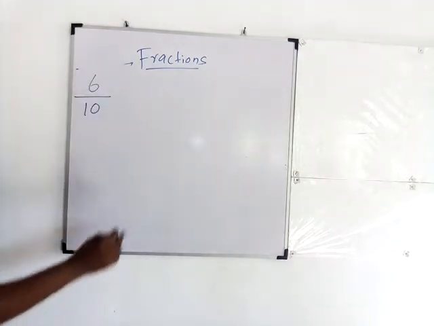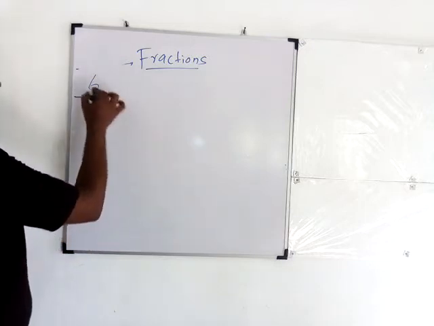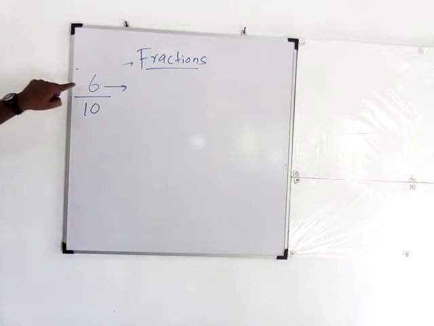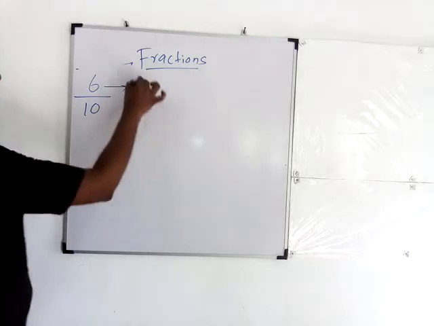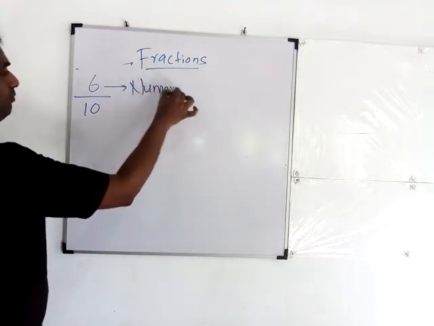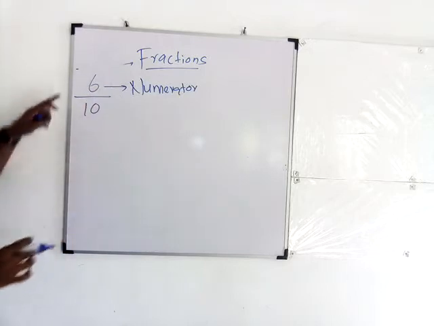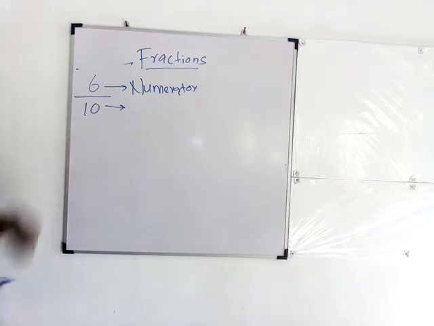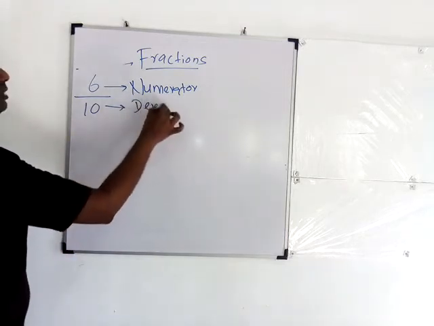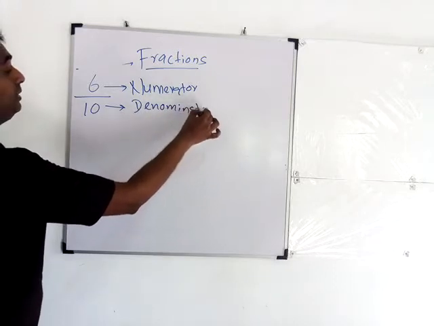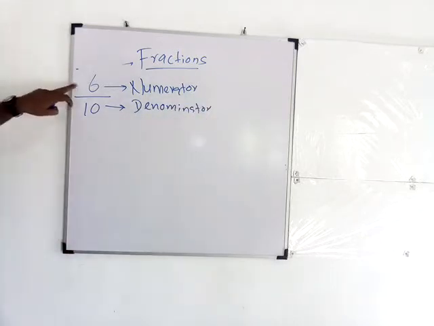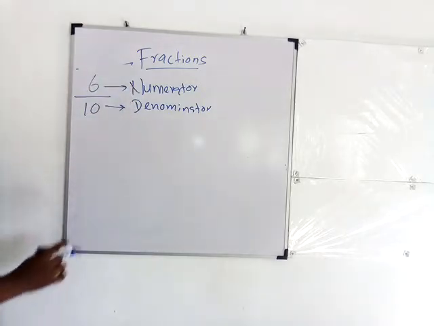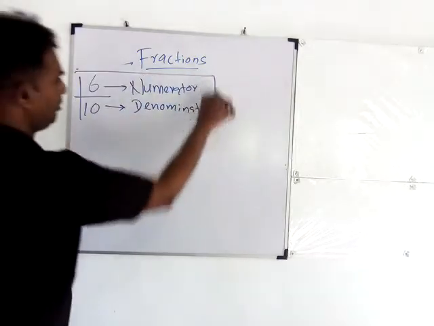Now we want to identify this special feature. The number written above the line, we call the numerator. As well, the number written below the line, we call the denominator. Above the line, numerator. Below the line, denominator. So, remember this one.